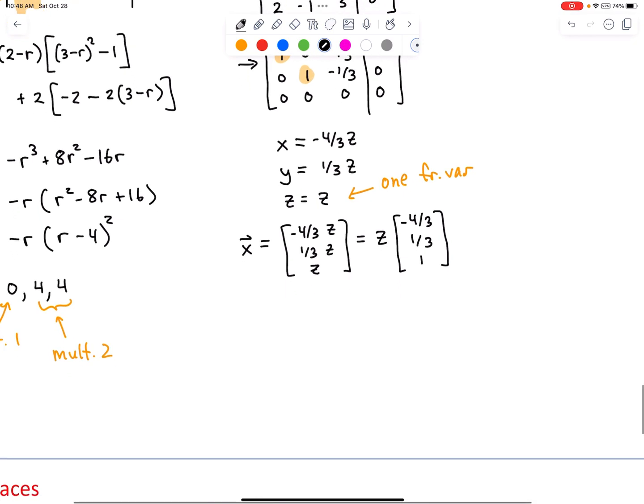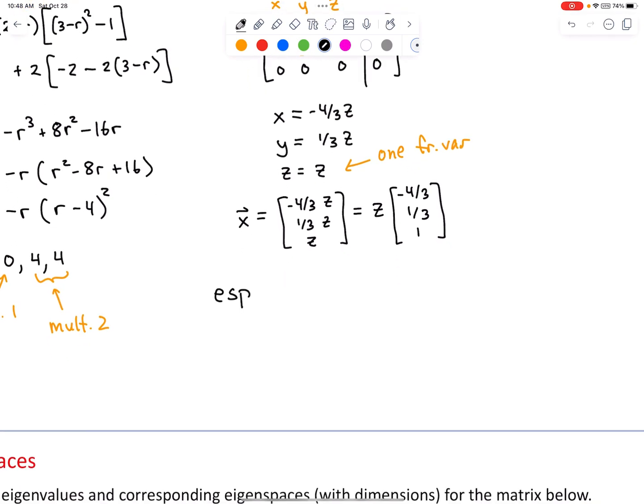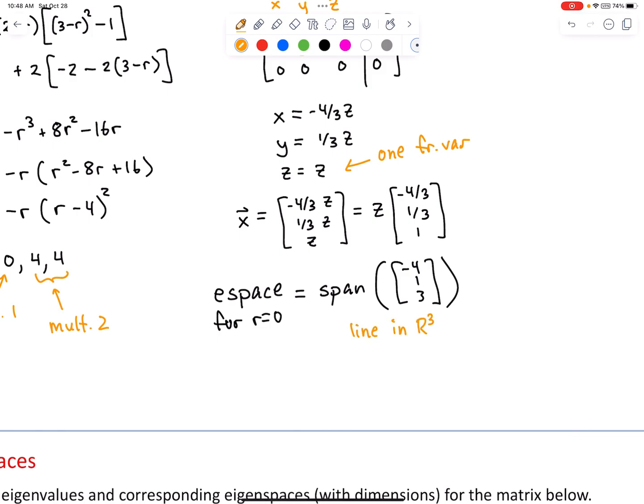So let's go ahead and triple it and say our eigenspace, or E space, for our eigenvalue 0 is equal to the span of the vector, and triple this vector above, we get negative 4, 1, 3. Well, this is a line in R3 that passes through the origin, of course, and the dimension of this eigenspace is 1, because we have one vector in its basis, one free variable.